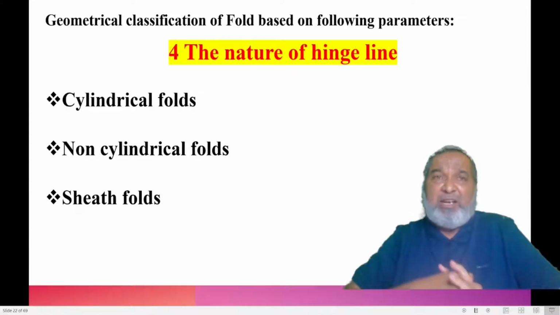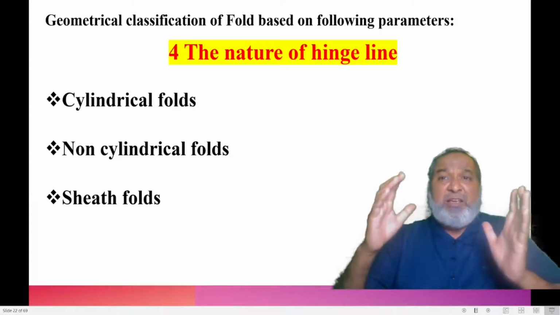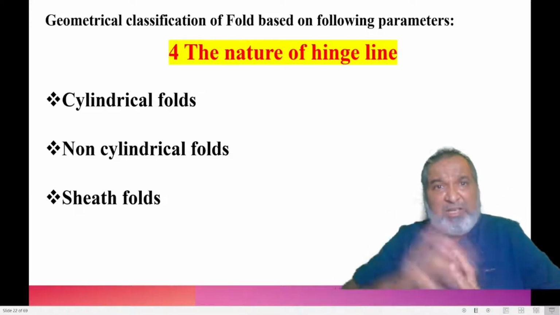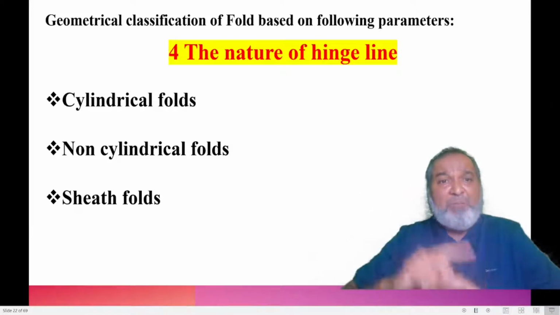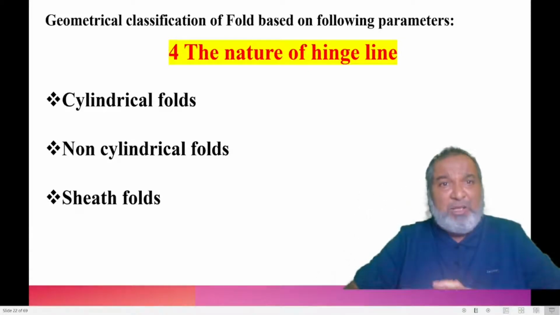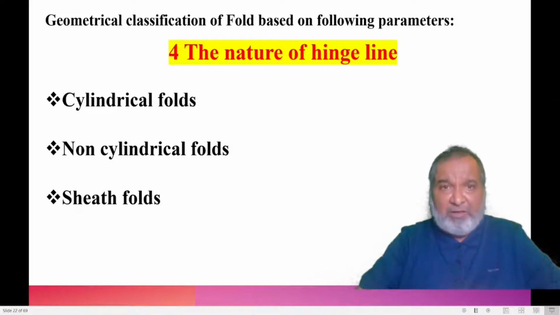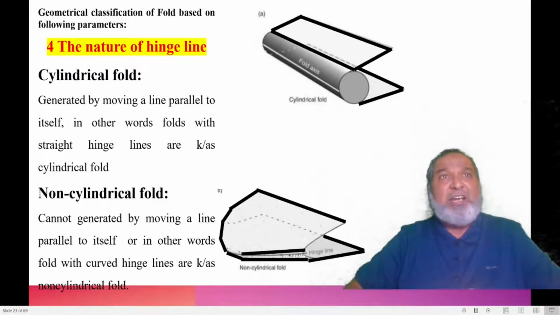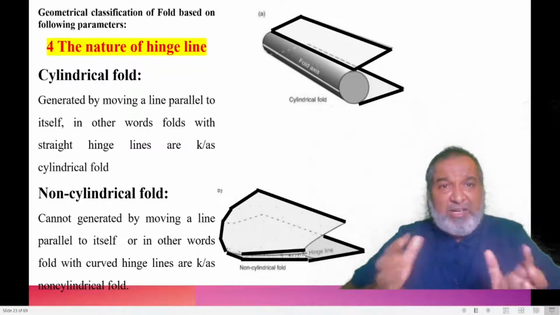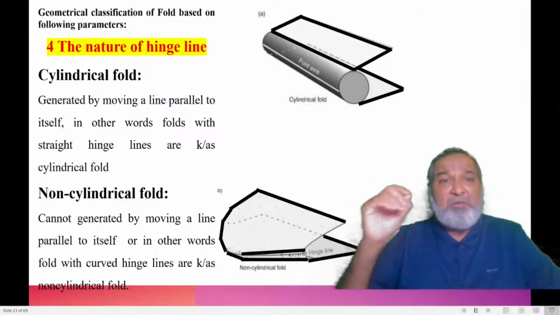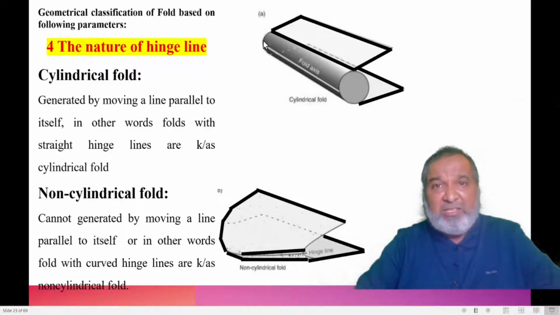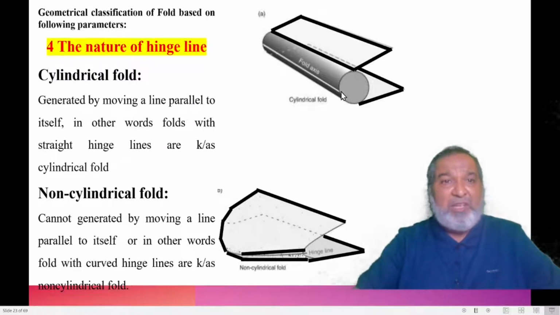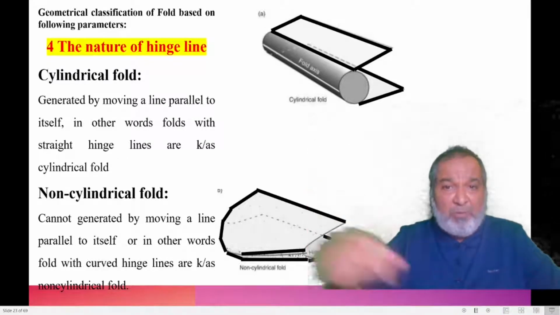Now the next criterion, number 4, is the nature of the hinge line. On the basis of the hinge line, we have cylindrical folds, non-cylindrical folds, and sheet folds. So there are three types of folds. One by one we'll see them now. Cylindrical folds are generated by moving a line parallel to itself. In other words, they are folds with a straight hinge line. A fold with a straight hinge line is called a cylindrical fold.